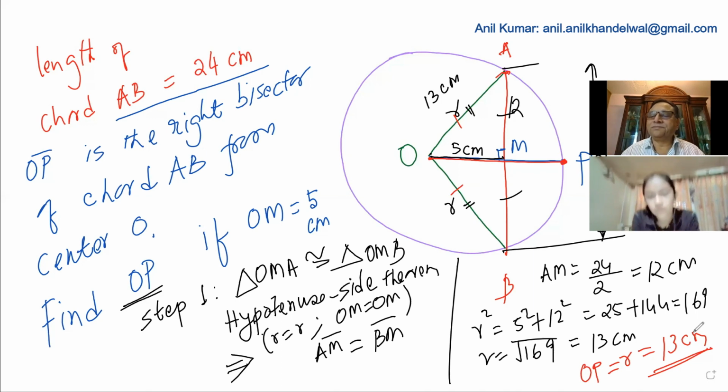First, always you have to use the theorem, and then we go to the Pythagoras theorem, right? Because if I have not told you that they are congruent triangles, you have to show that they are congruent triangles. Then you have to say that AM is equal to BM. Then you can say 24 is divided equally into 12 and 12. And now you can use the Pythagorean theorem to find the hypotenuse. And the other side, OP, is also the radius, and therefore it should be equal to 13 centimeters only.